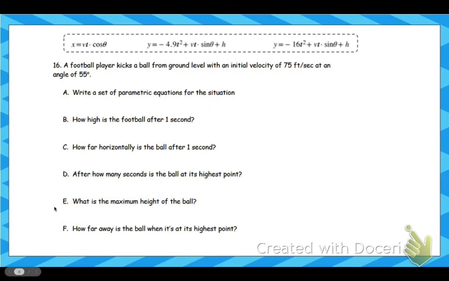So let me rewrite those equations. So I've got 75t cosine 55, negative 16t squared, plus 75t sine 55. How high is the football after 1 second? We would take the y equals equation, and I would just plug in 1 for t.